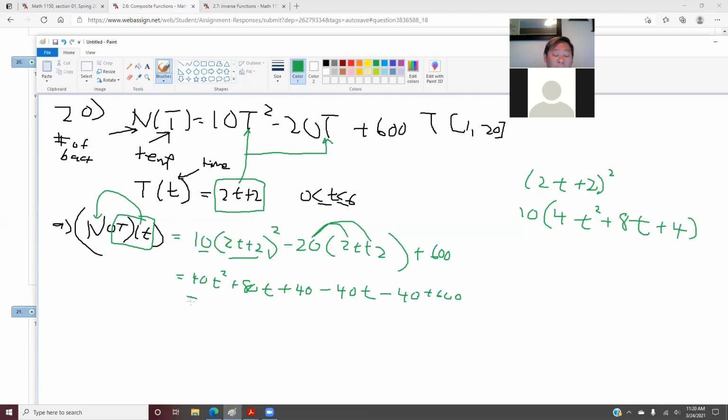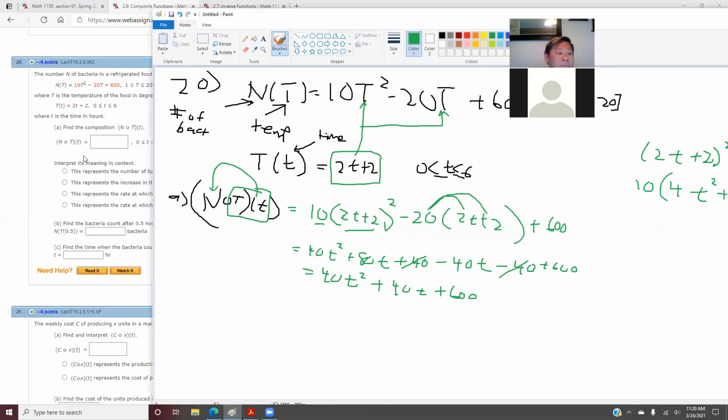Then you combine the like terms. So it's 40t squared plus 40t, because 80 minus 40 is positive 40. This 40 and this negative 40 cancel out, so you just have 600. So this is your answer for part A.